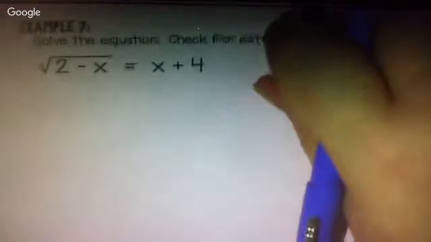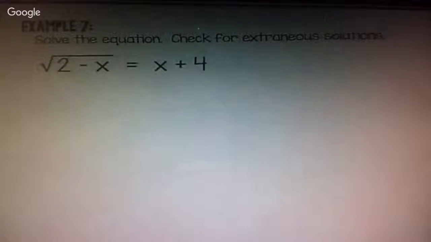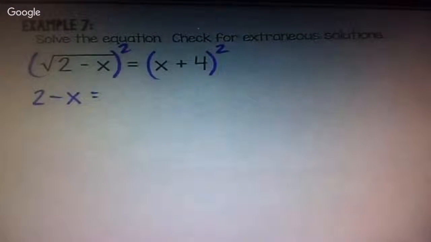Okay, one more. This is the one the majority of you are going to mess up on, so please pay attention. Okay, is my square root by itself? Yes. So we're told then to square both sides. So my left is 2 minus x. And don't write it until we talk about it first, please.